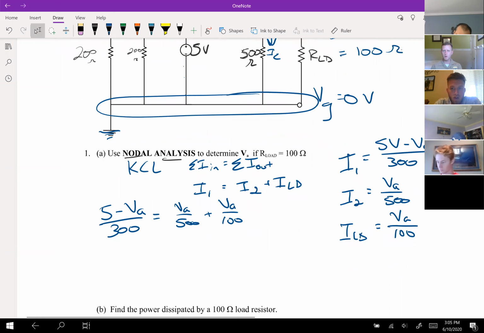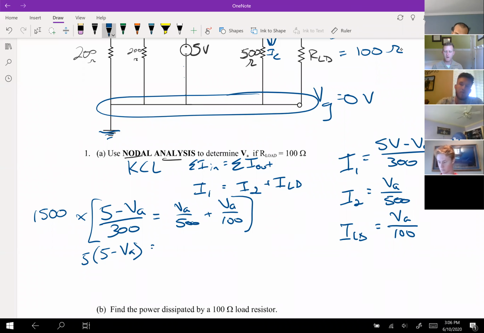From here, you could use numsolve on your TI-36X, which is right above the sign button on the calculator. Second sign would give you second numsolve. You can just plug all these in using VA as X. You could also do it by math, and it's not too bad. Least common denominator of 300, 500, and 100 would be 1500. So what that turns into is 5: 1500 divided by 300 is 5, so 5 minus VA. 1500 divided by 500 would be 3 VA. 1500 divided by 100 would be 15 VA.